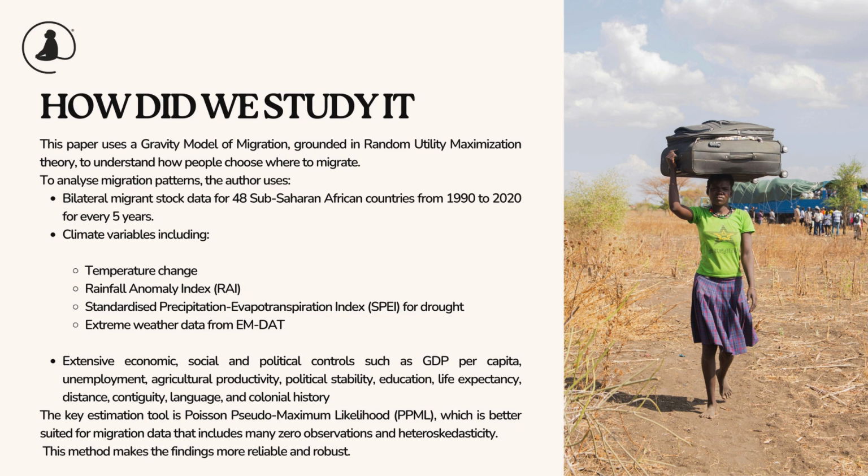Climate variables including temperature change, rainfall anomaly index, standardized precipitation evapotranspiration index for drought, and extreme weather data from MDAT. Extensive economic, social, and political controls such as GDP per capita, unemployment, agricultural productivity, political stability, education, life expectancy, distance, contiguity, language, and colonial history.